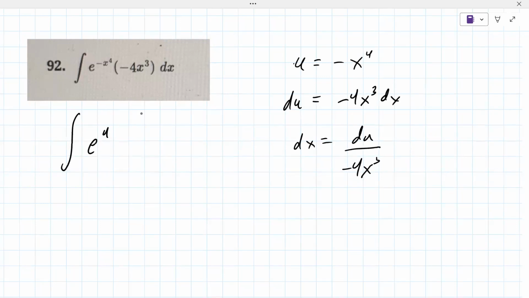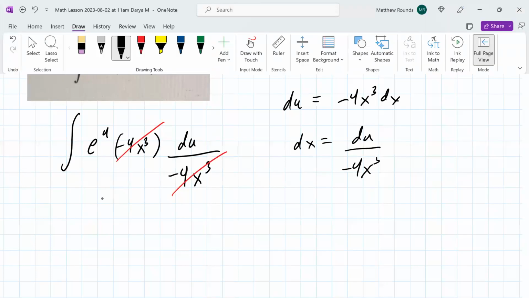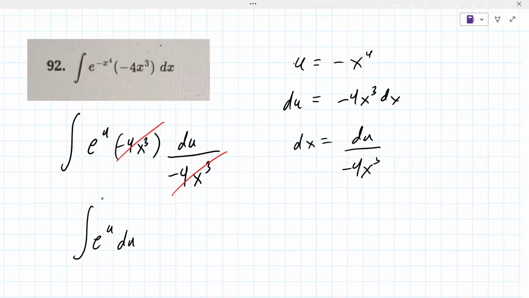So this becomes the integral of e to the u times du over minus 4x cubed. That's still there. And this time again, there's a full cancellation. There's not always a full cancellation, but there could be. So it becomes this nice integral of e to the u du. The antiderivative is e to the u plus c. Don't forget that plus c, which is e to the minus x to the fourth plus c.